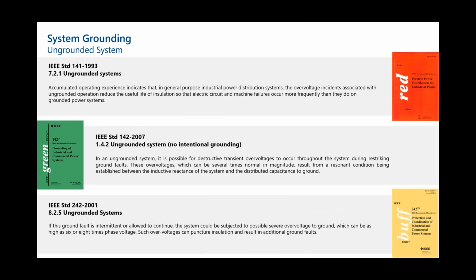So in the IEEE standards, they refer to this transient overvoltage. These overvoltages, which can be several times normal in magnitude, result from a resonant condition being established between the inductive reactance of the system and the distributed capacitance to ground. And this magnitude can be as high as 6 or 8 times the phase voltage. Such overvoltages can puncture insulation and result in additional ground faults. So there is a bit of difficulty in trying to locate these types of faults.